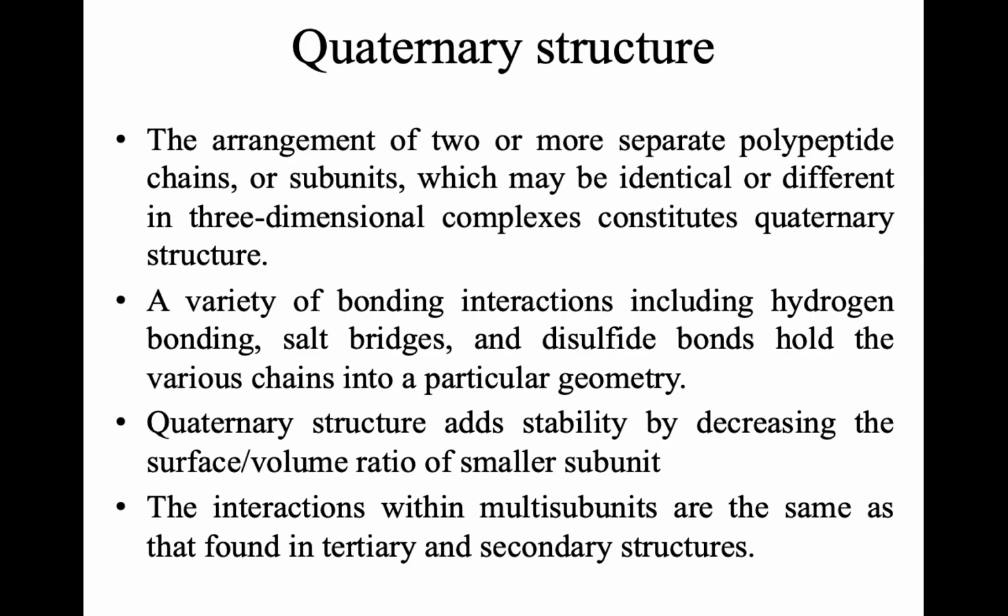The quaternary structure is also stabilized with the help of a variety of interactions, such as hydrogen bonding, salt bridges and disulfide bridges, which hold the chains in a particular geometry. The quaternary structure adds stability by decreasing the surface-to-volume ratio of the smaller subunits. The interactions within the multiple subunits are the same as those seen in the tertiary and secondary structures.